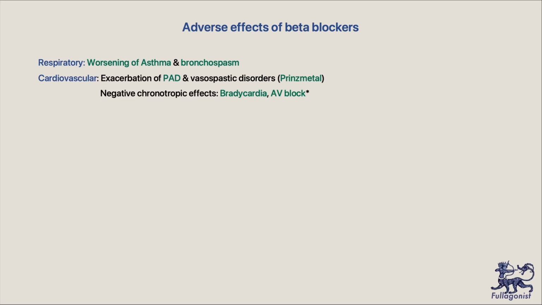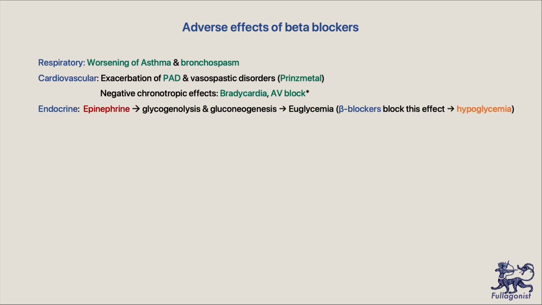Beta blockers have a negative chronotropic effect. Beta receptors are located in the cardiac conductive system and in the myocardium. Beta blockers decrease heart rate by decreasing pacemaker activity and have the potential of causing AV block. Physiologically, epinephrine has an important effect on glucose metabolism. These effects are mediated by beta receptors.